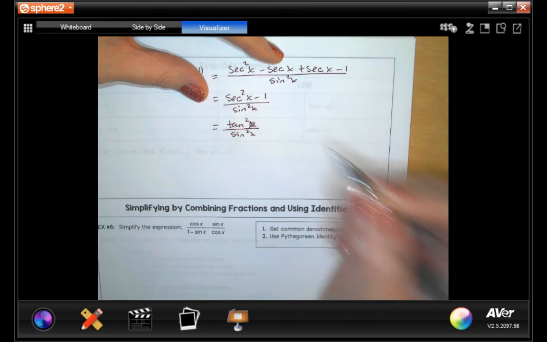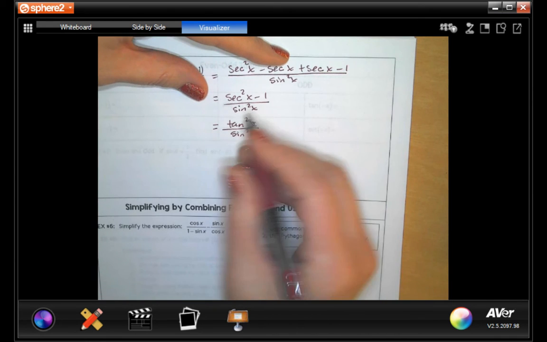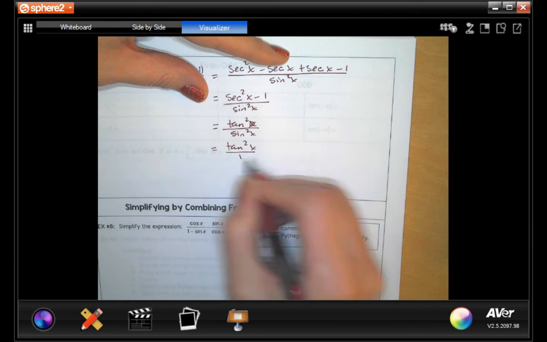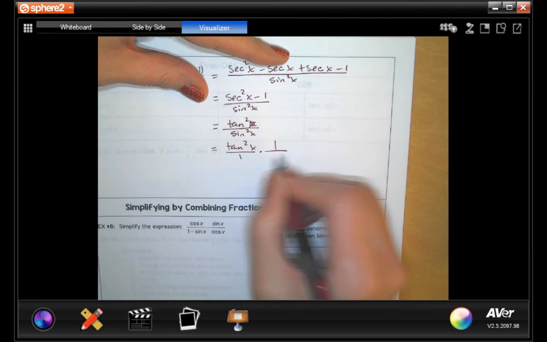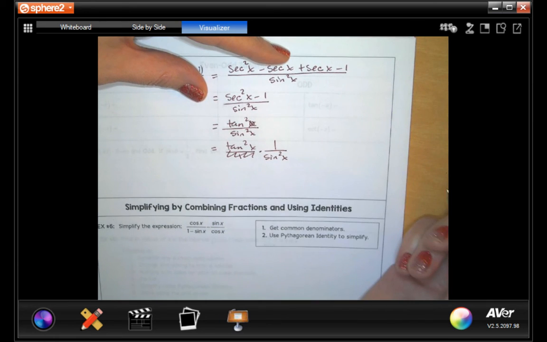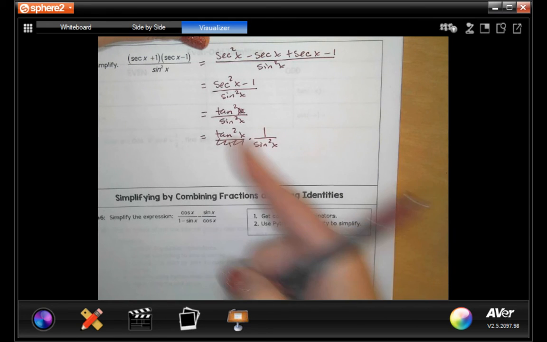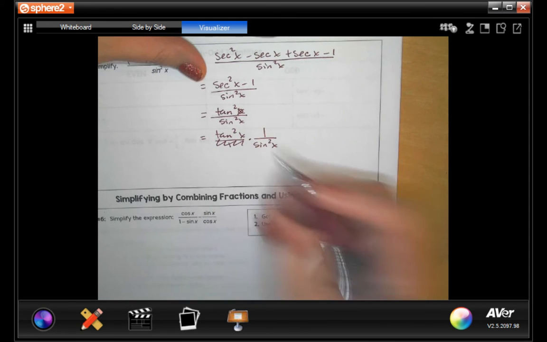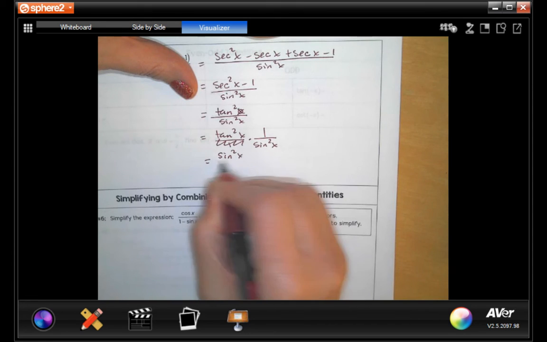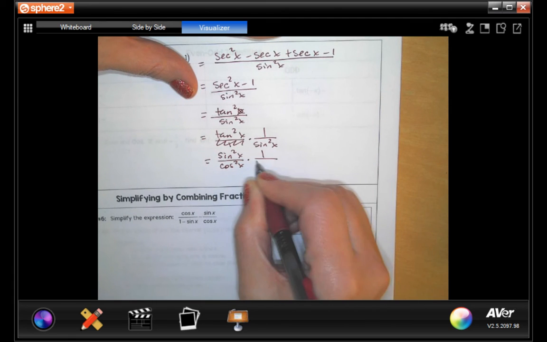So then think back to what we did at the beginning. We want to separate this. So I want this to be tan squared x over 1 times, and then I'm going to rewrite this as 1 over sine squared x. And then could we change this so that tan squared is in terms of sine and cosine? Which, yes, we can, right? Sine squared x over cosine squared x times 1 over sine squared x.